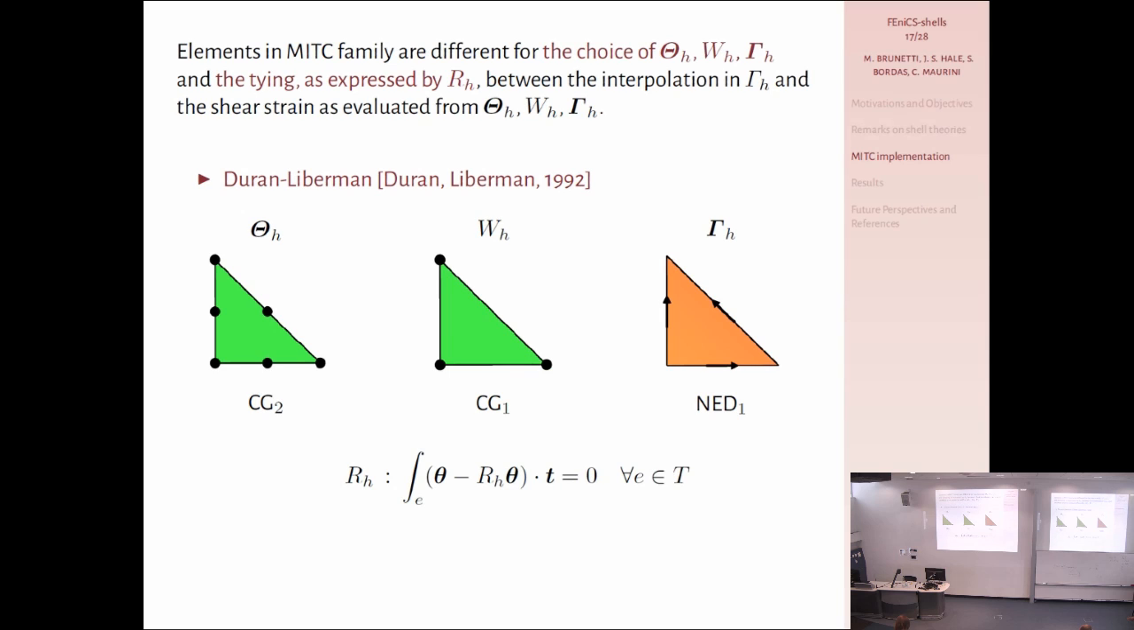So for example, for one of the lower-order elements of this family, the Durán-Liberman one, we have that the rotation is in CG2, the displacement in CG1, and the shear is Nédélec 1. And what we have is the shear contribution to the elastic energy, which is expressed in this space. And we want to link the degrees of freedom of this space with the degrees of freedom of this other space in order to have finally a problem which involves just these two spaces. And this is what this operator does.